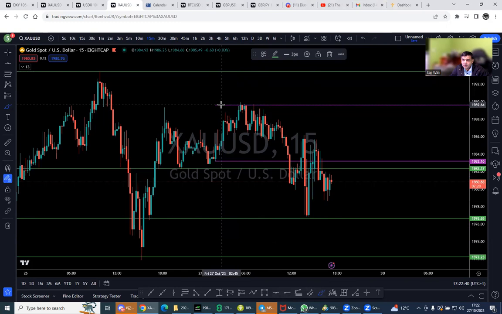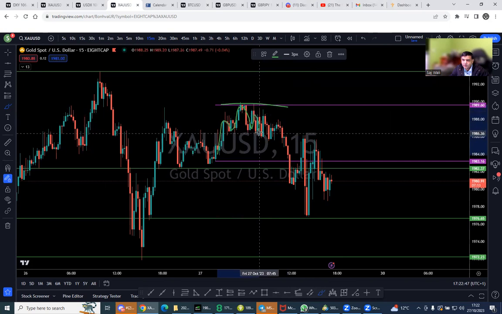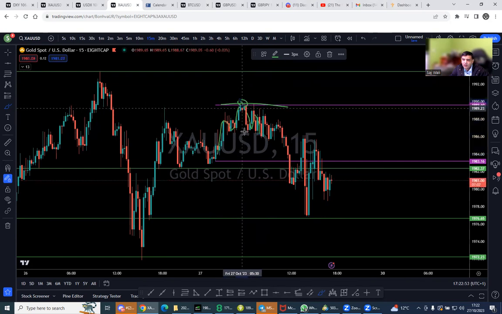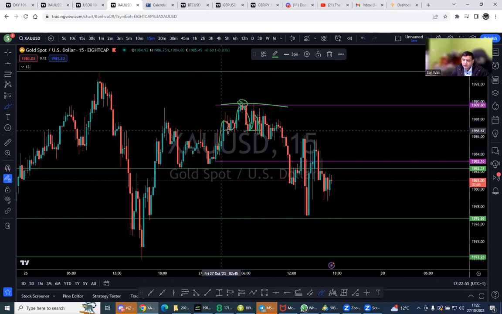So first of all, look at what has happened here. This was the Asian high, and as you can see, this head and shoulder pattern. As soon as the market does this, you can take a trade here and book some profit here. It's just at a smaller level on the 15-minute chart.